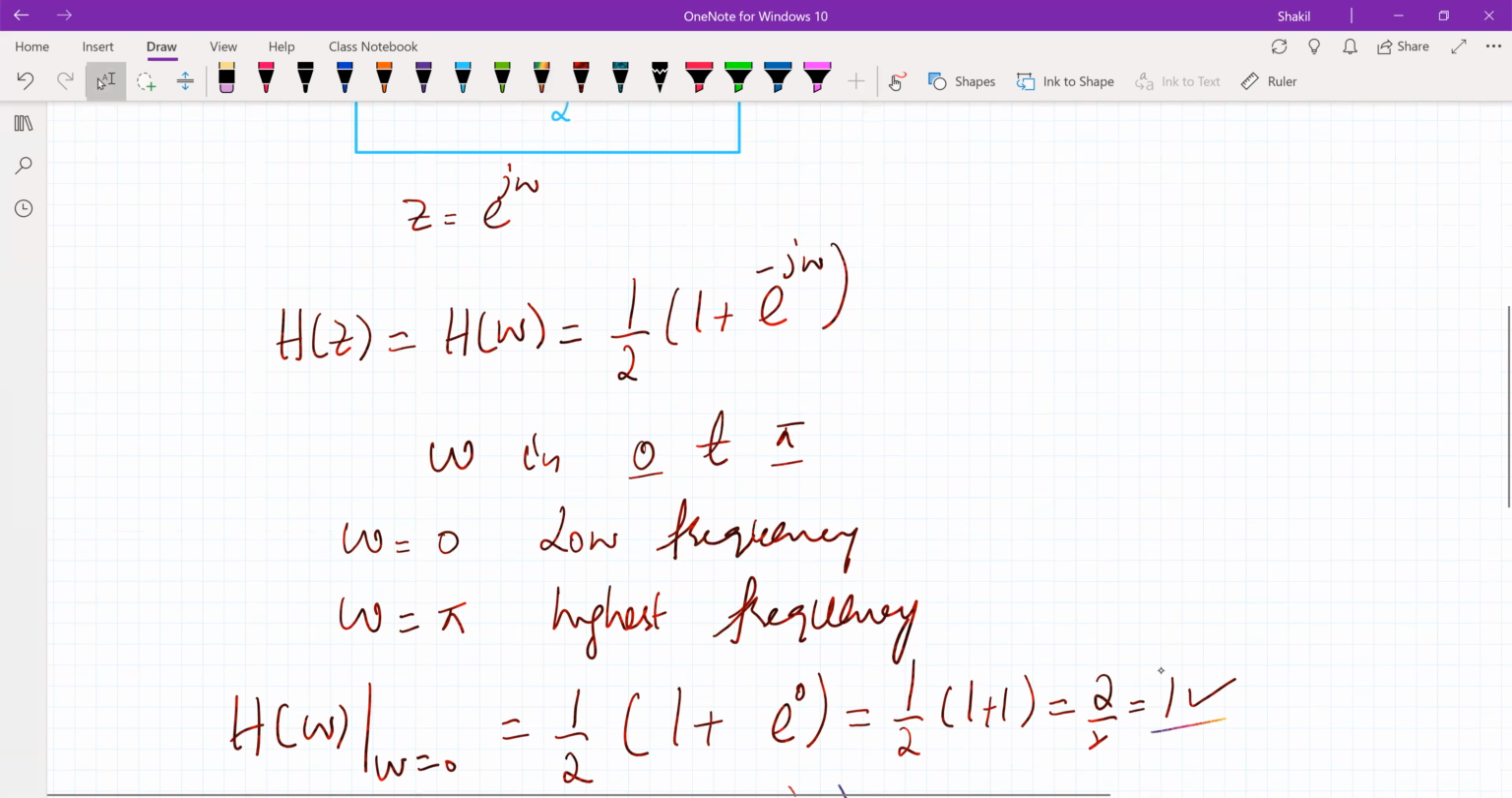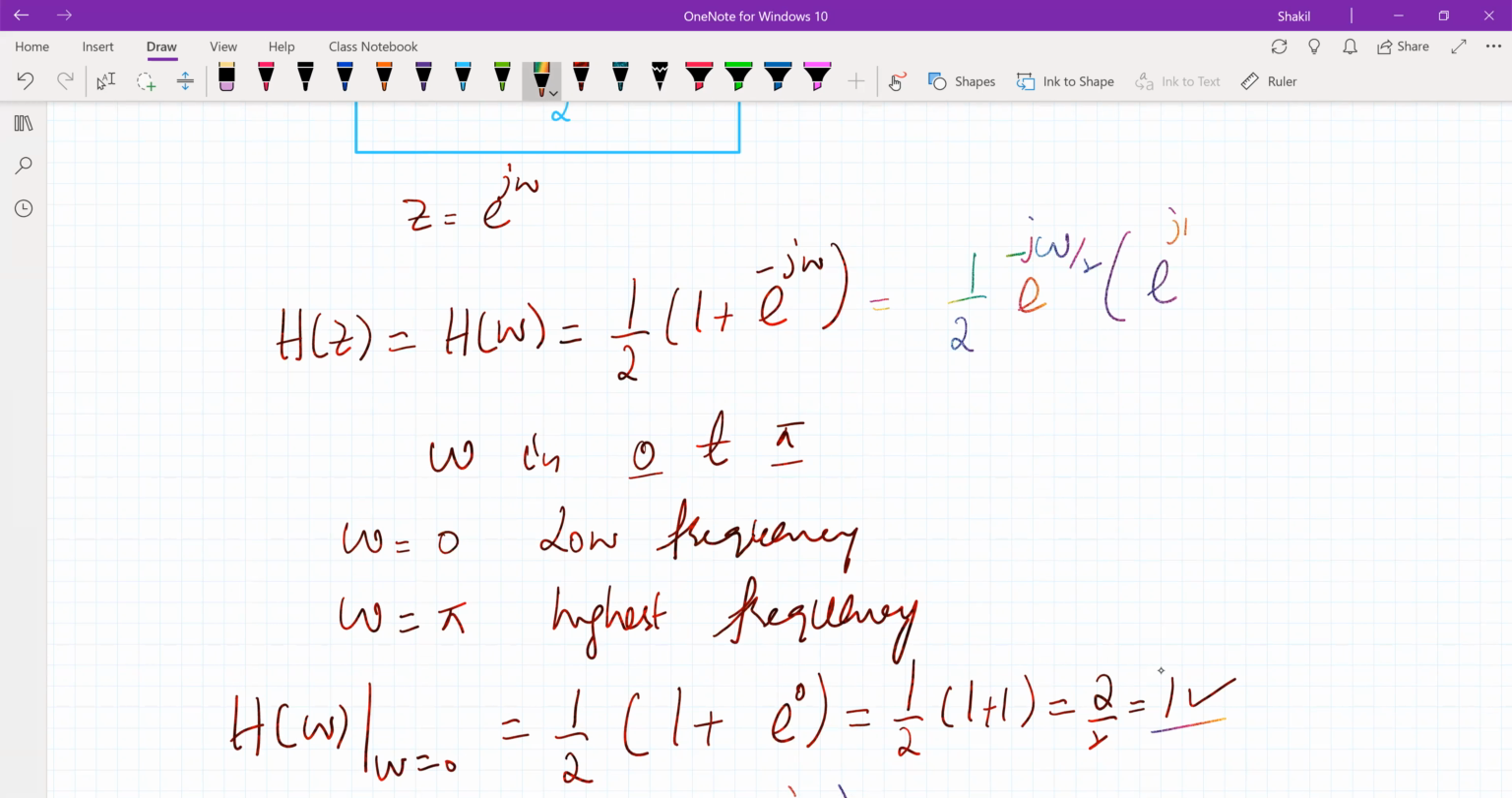Alright. Let me also show you the frequency response with respect to omega. How I can simplify this here. We can write it as e raised to the power minus j omega by 2. We have already done this. So this will be e raised to the power j omega by 2 plus e raised to the power minus j omega by 2. Then writing this 2 here, this will be e raised to the power minus j omega by 2 times cos of omega by 2, because e raised to the power j theta plus e raised to the power minus j theta over 2 is cos theta.